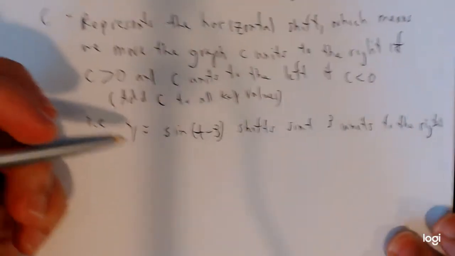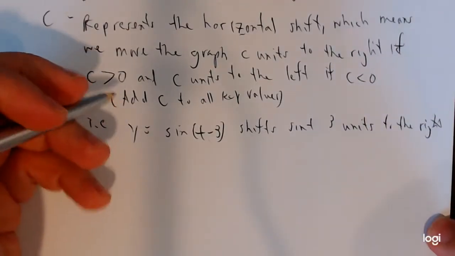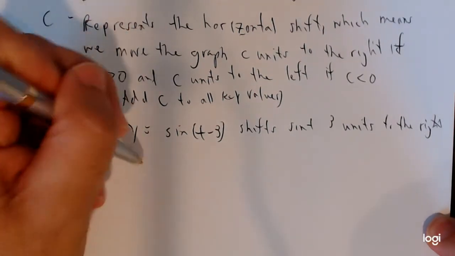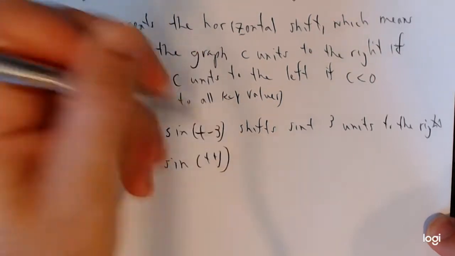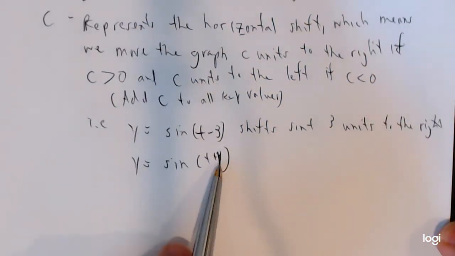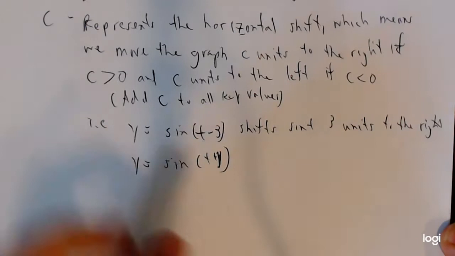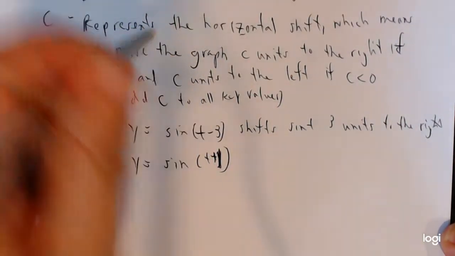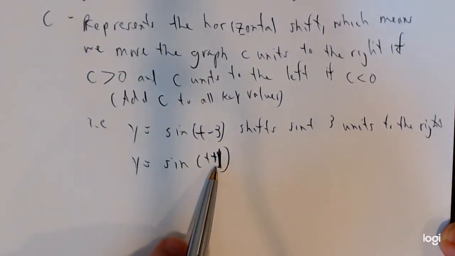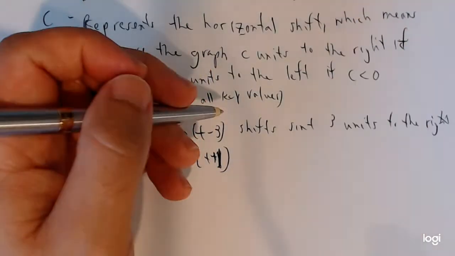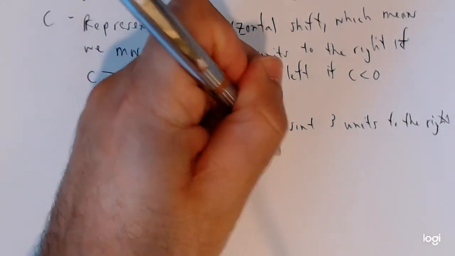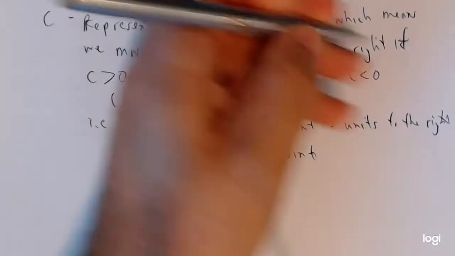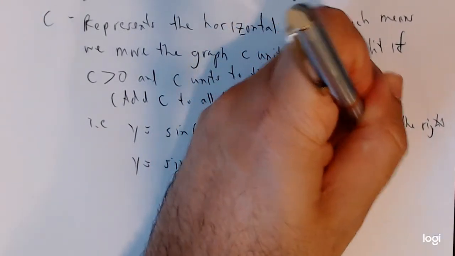Whereas if we have something like y equals sine of t plus 1, notice how since this is plus 1, the c must have been negative 1 to make this negative into a positive, right? So c must have been a negative 1. That's why it's plus 1 now. So this means shift sine of t 1 unit left.